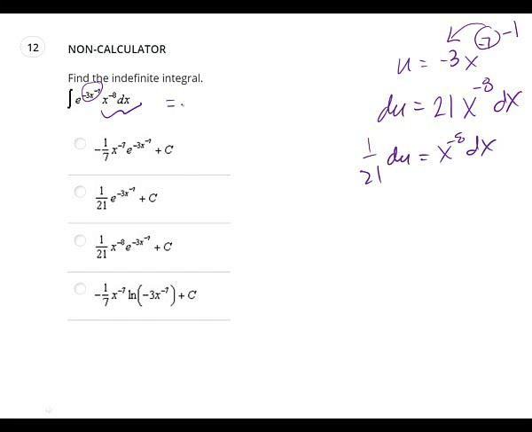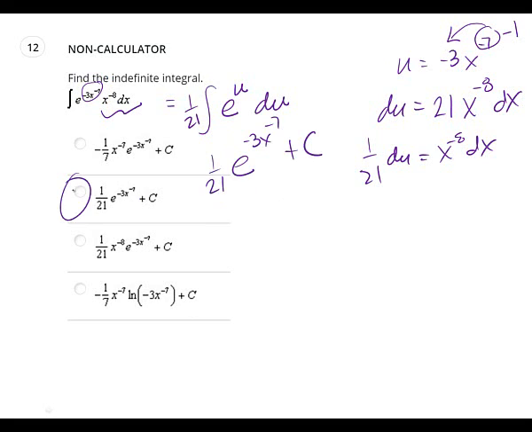All right. We've got to do e to the u. And then for the x to the negative 8 dx, I am putting in 1 over 21 du. We like e to the u. That's almost easier than 1 over x, right? So what's the integral of e to the u? e to the u, and then plug our u in, right? So negative 3x to the negative 7 plus c. So it's looking like answer choice B this time.